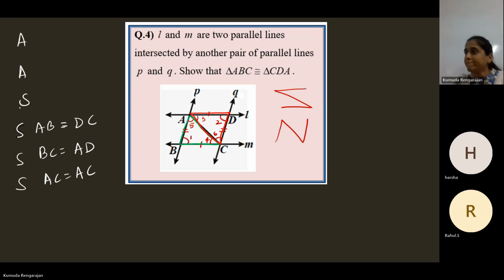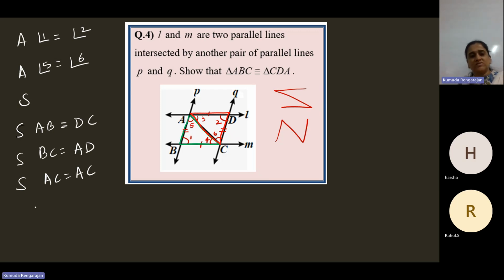If you want to use AAS, angle 1 of the first triangle is equal to angle 2 of the second triangle. Then say anything else. Angle 5 of the first triangle is equal to angle 6 of the second triangle. Why? Alternate interior angles are equal. You must not say of the same triangle. Angle 5 of the first triangle is equal to 6 of the second triangle. Alternate interior angles are equal.